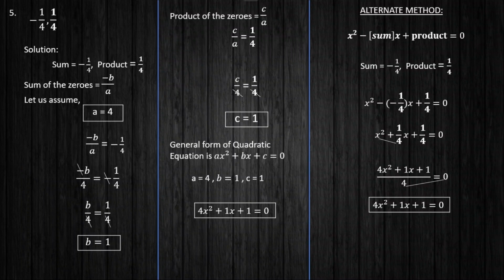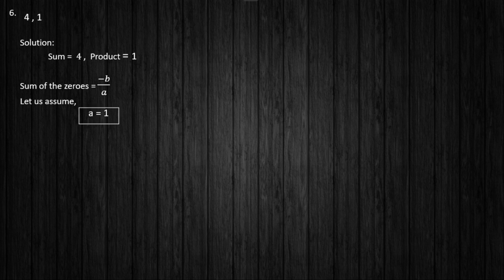Next, move on to the last question of this session. The sixth question is 4, 1. Here the sum is 4 and the product is 1. First write down the formula for sum of the zeros, that is minus b by a. Now before starting the solution, we need to assume the value for a. Since the denominator is different in both the values, we need to assume a is equal to 1 itself.